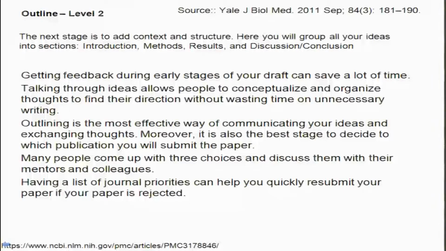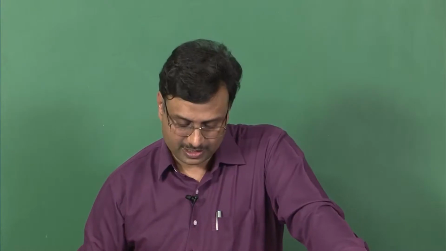Many people come up with 3 choices and discuss them with their mentors and colleagues. You go and discuss with your supervisor again and again, and then you come up with that. Having a list of journal priorities can help you. Again, as I told you, the way you structure articles differs depending on which journal you write for. Therefore, you first read the journal guidelines and the article type you are submitting, and then form the structure according to that. Therefore, you don't waste time revising your manuscript.